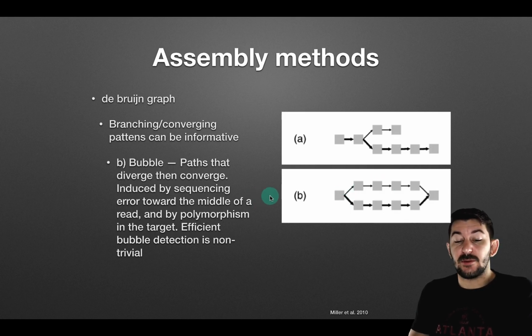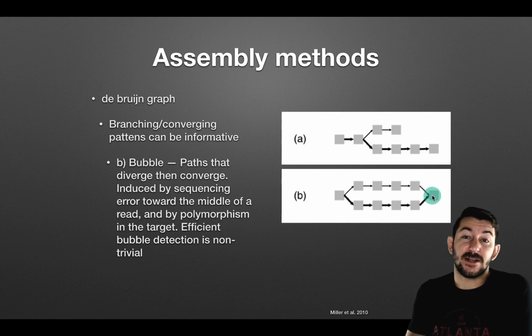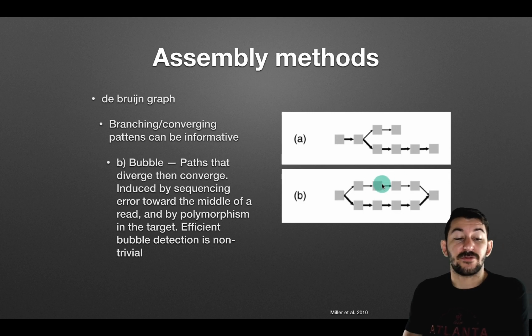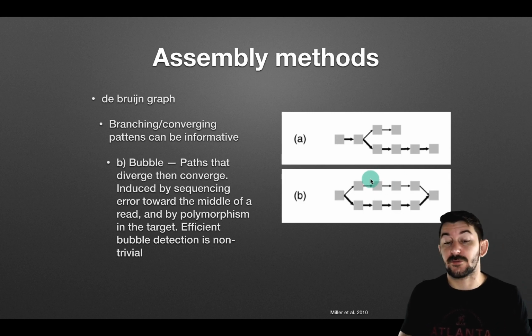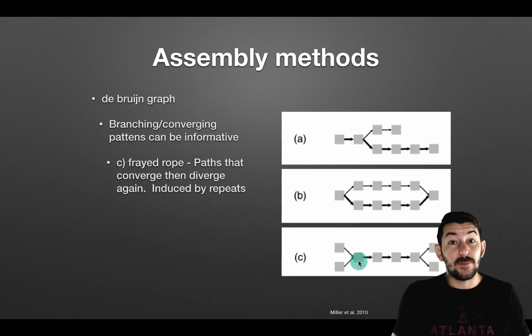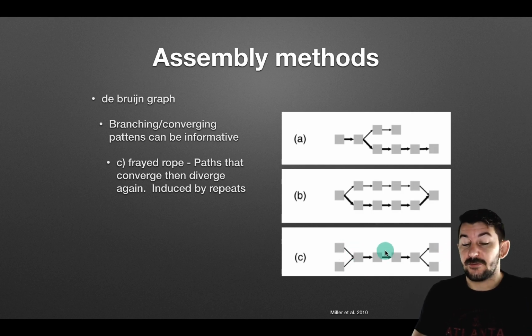And so the upstream regulatory stuff would all be conserved. You'd hit a region where both alleles had different sequences, but then eventually you get back to a point where the rest of the sequence is the same and it converges again. And so this bubble is reflective of polymorphism between the two alleles, for example. We talked about repeats earlier. Those are one of the biggest challenges and are often represented in this graph as a frayed rope.